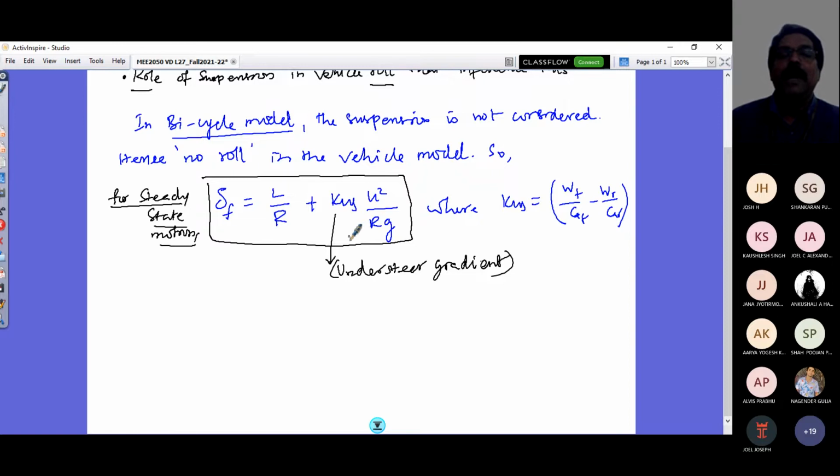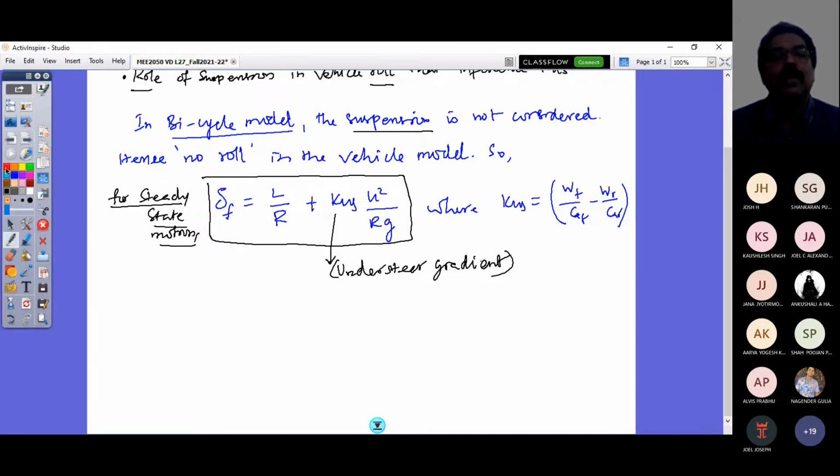So if we keep that in mind, now, as in our bicycle model, we are going to include the suspension. We should see how this KUS is going to change. That's what we are going to learn in today's class. And for that, let us first understand, importantly, the model description for today's class. I'm going to describe the model required for today's class.